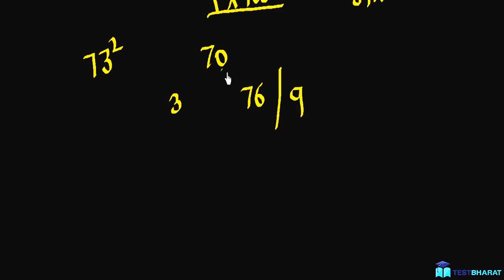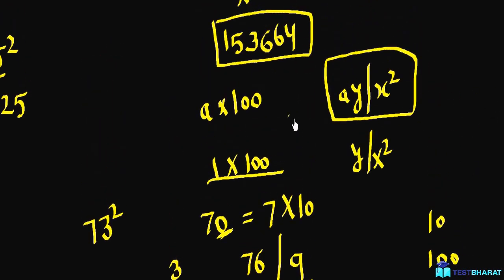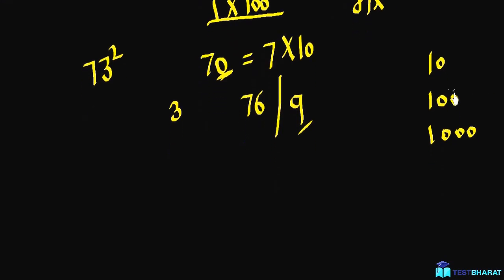So here what I've taken is 70. The number of zeros here is only 1, so it's a 2-digit number, so I'll keep this 9 here. But now I have made the adjustment as 7 into 10. If you take a base of 10, 100 or 1000, then you don't need to make any adjustment, because in the above case your a is 1, but now my a is not 1, my a is 7. So here also I have to multiply y with 7.